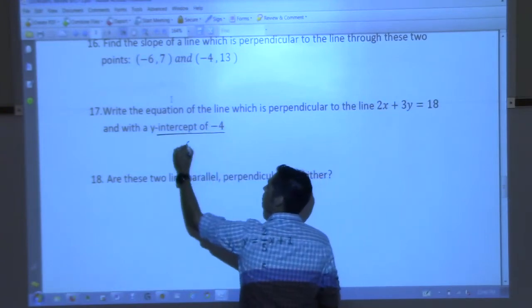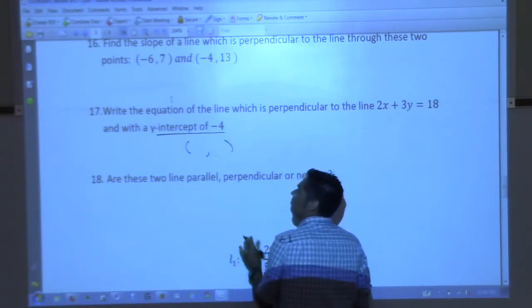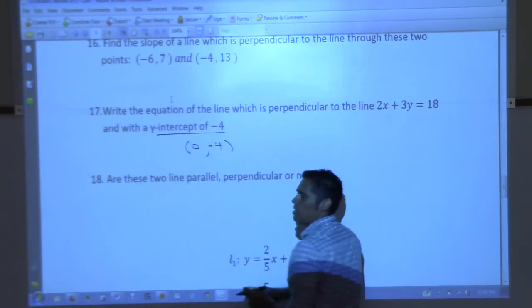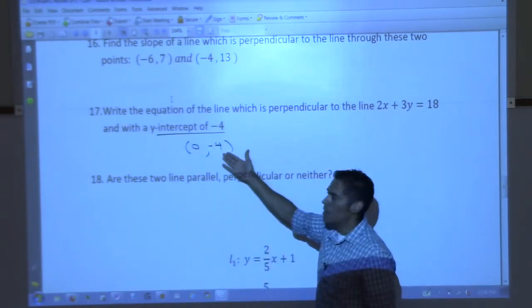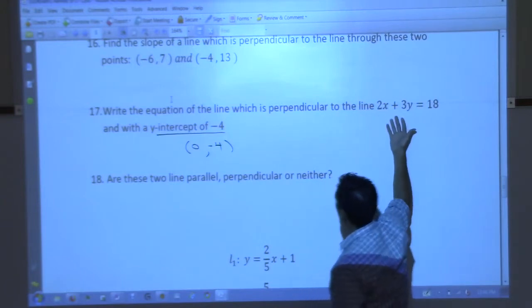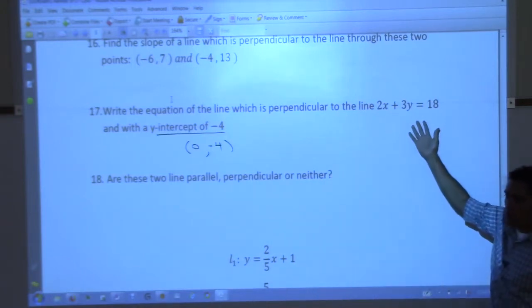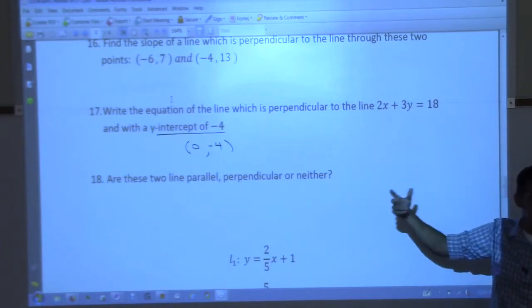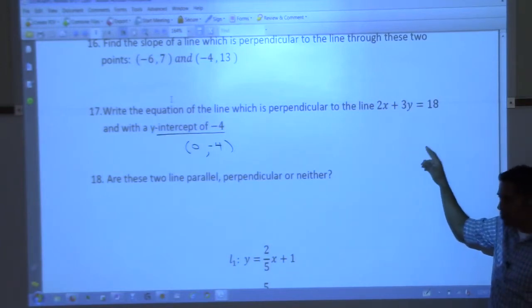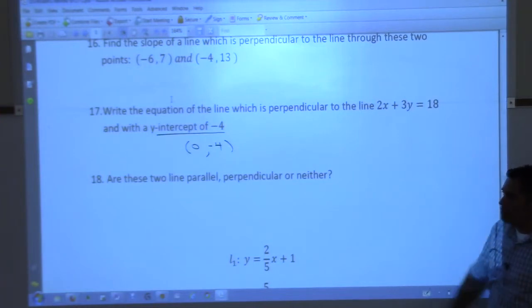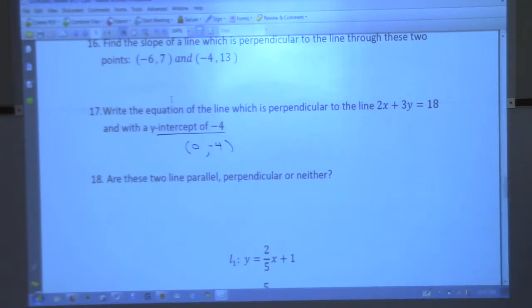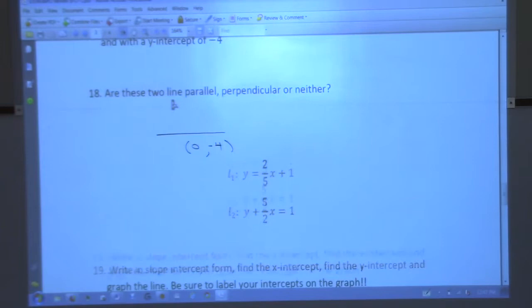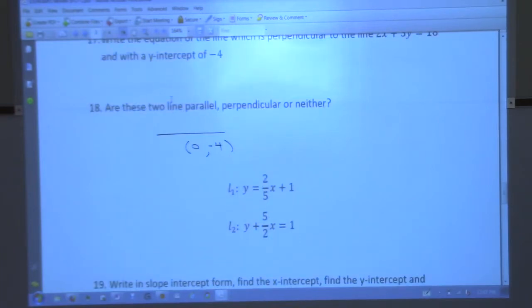Yeah. What is this point right here? 0, -4. So see, you have a point given to you. And then what you need to do is take this line, figure out what its slope is, flip it, change the sign, and then plug into that formula y minus y1 equals m times x minus x1. Make sense? Sure? Are these parallel, perpendicular, or neither? We just did one of those.